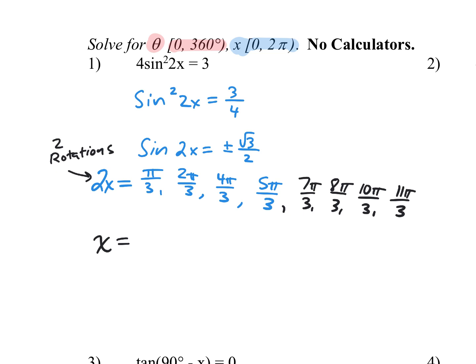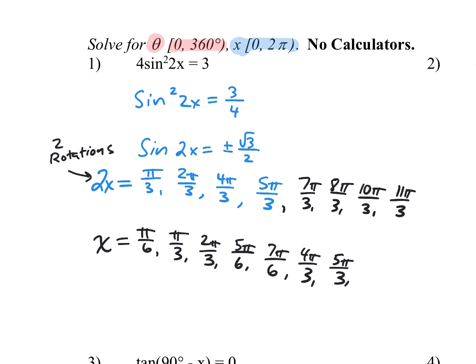So our actual 8 solutions here are going to be pi over 6, pi over 3, 2 pi over 3, 5 pi over 6, 7 pi over 6, 4 pi over 3, 5 pi over 3, and 11 pi over 6. It's a lot of answers. We end up with 8 answers here. How could we make sense of that?